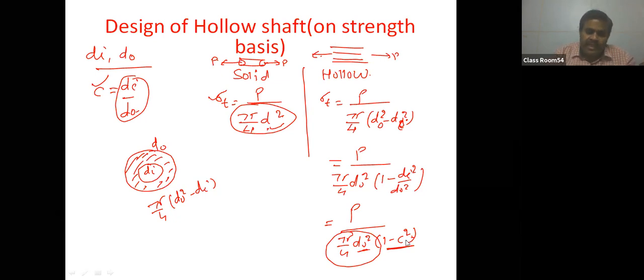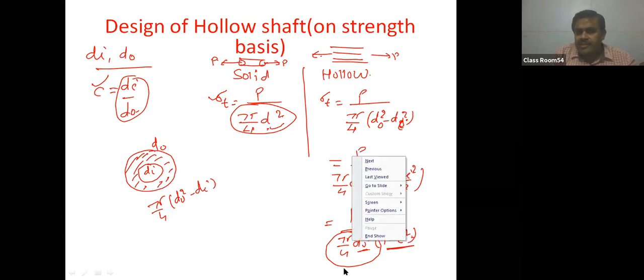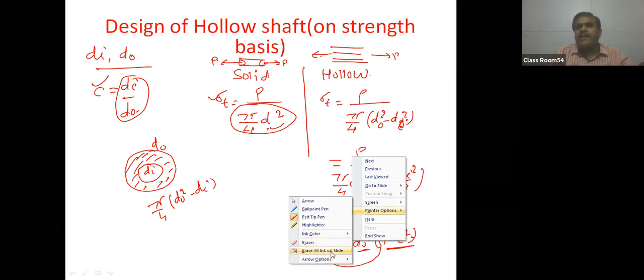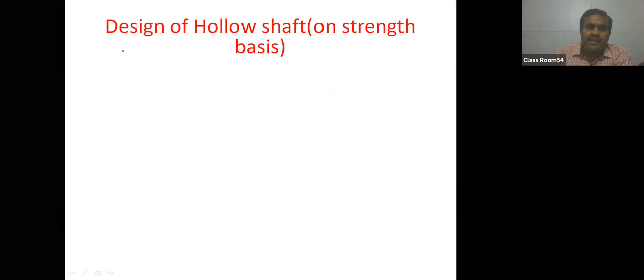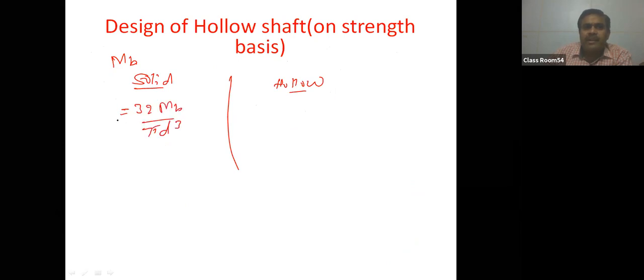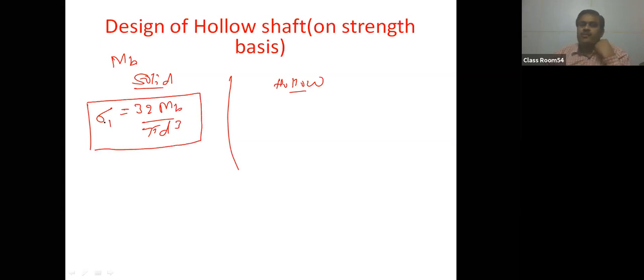Now come to the bending moment criterion. When only bending moment is acting on the shaft, how will we design the hollow shaft? For that purpose, let the bending moment on the hollow shaft be MB. Again, we will compare the formulas for the solid and the hollow. For the solid, we already know 32 MB divided by pi d cube is equal to the permissible stress. Permissible stress in this case is the principal stress, so sigma 1 is 32 MB by pi d cube, the permissible tensile stress.